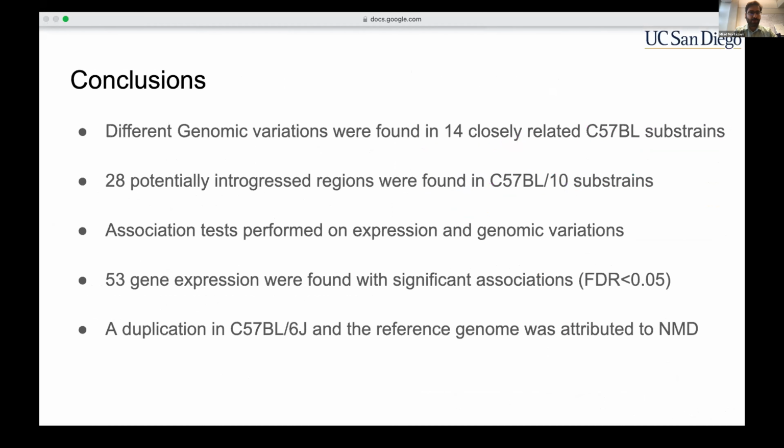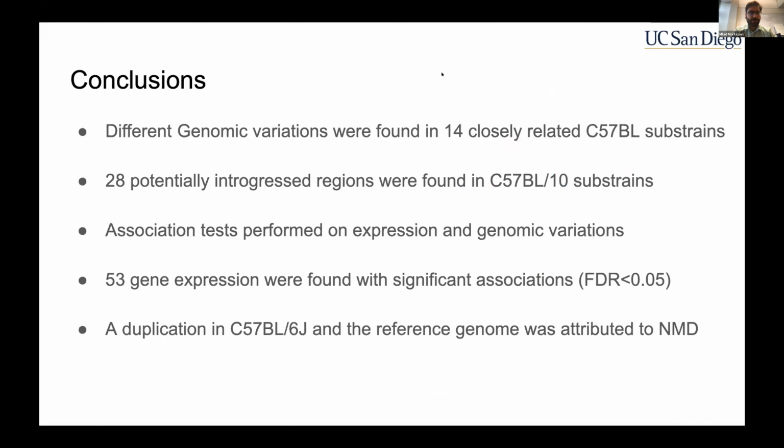So in conclusion, different genomic variations were found in 14 closely related Black 6 and 10 substrains. 28 potentially introgressed regions were found in Black 10 substrains, and association tests were performed between expression and genomic variations, and 53 genes were found with significant association. A duplication in 6J and the reference genome was attributed to a nonsense-mediated decay mechanism.